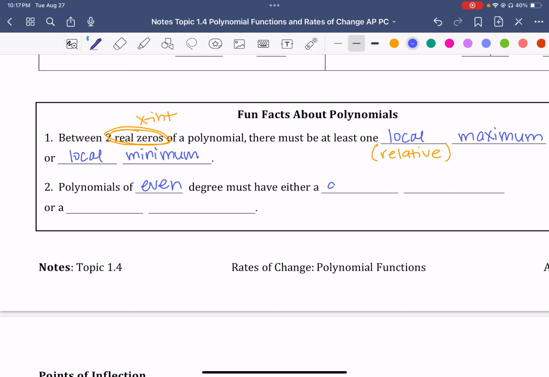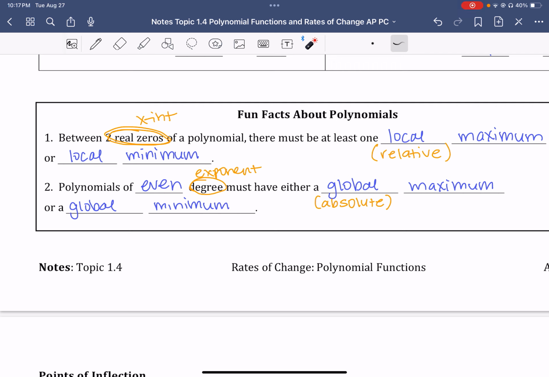Okay. Now polynomials of even degrees must have either a global maximum or a global minimum. And then again, just as a refresher, the word degree means exponent. And another word for global is absolute. Okay. So an example of a polynomial that would have an even exponent would be like x squared, right? And we know that x squared is a parabola that looks like this.